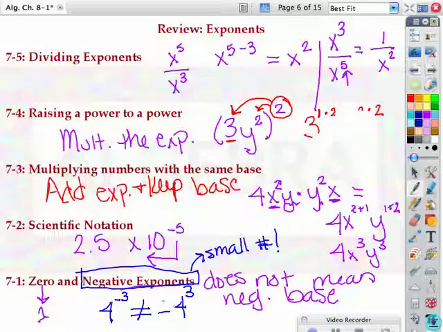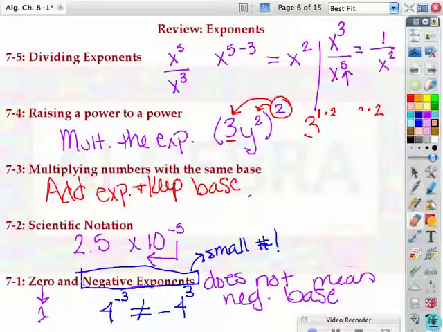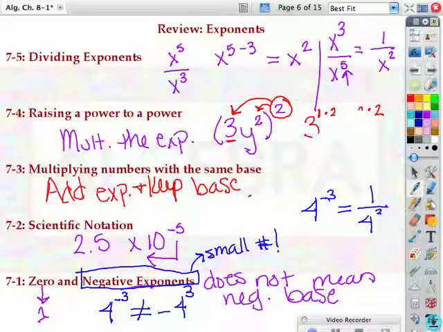Alright, so what 4 to the negative 3rd really is saying to you is to switch its placement in the fraction. So we would flip it to the bottom. Let me just write it over here so I have some room. What this really means is 1 over 4 to the 3rd, and then we simplify that to be 1 over 64. Okay, so there's the Chapter 7 with exponents.